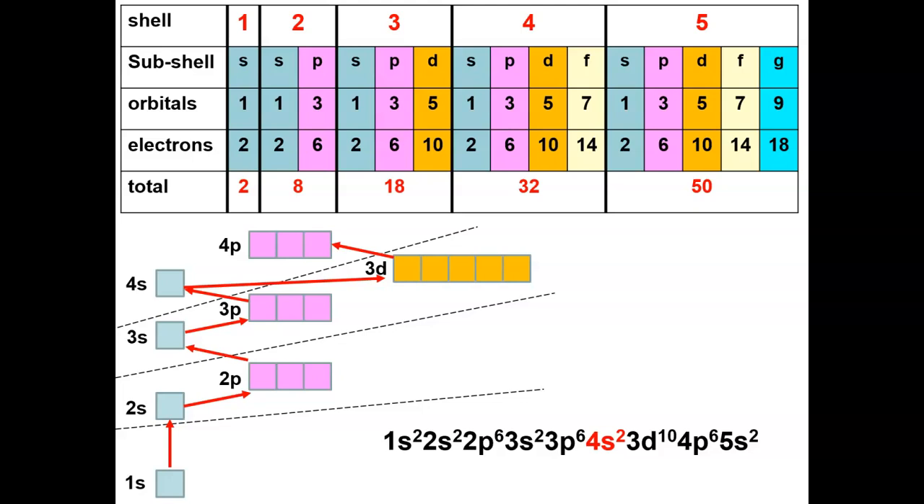Because it's slightly lower energy than the 3d, it gets filled first. So after 3p, we go to 4s. Well, of course, that corresponds to the 20 electrons in calcium. So what comes after calcium?